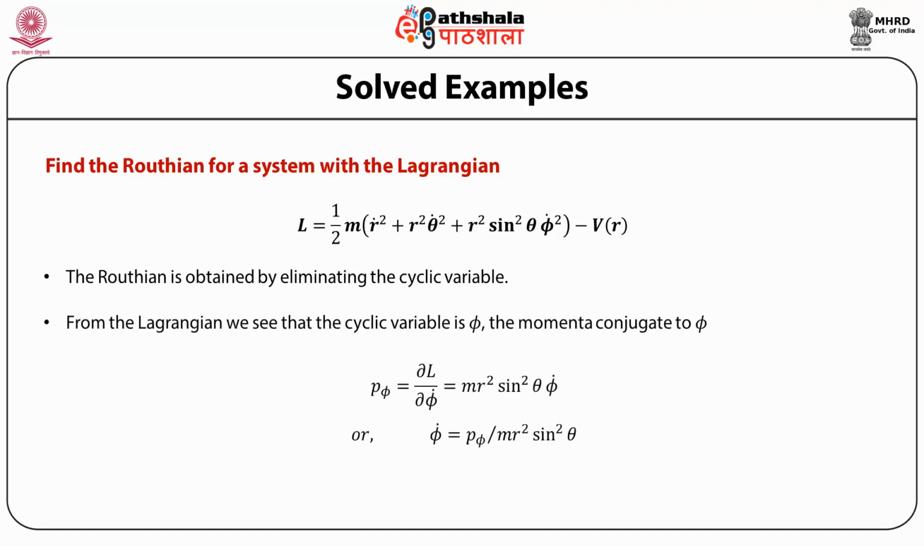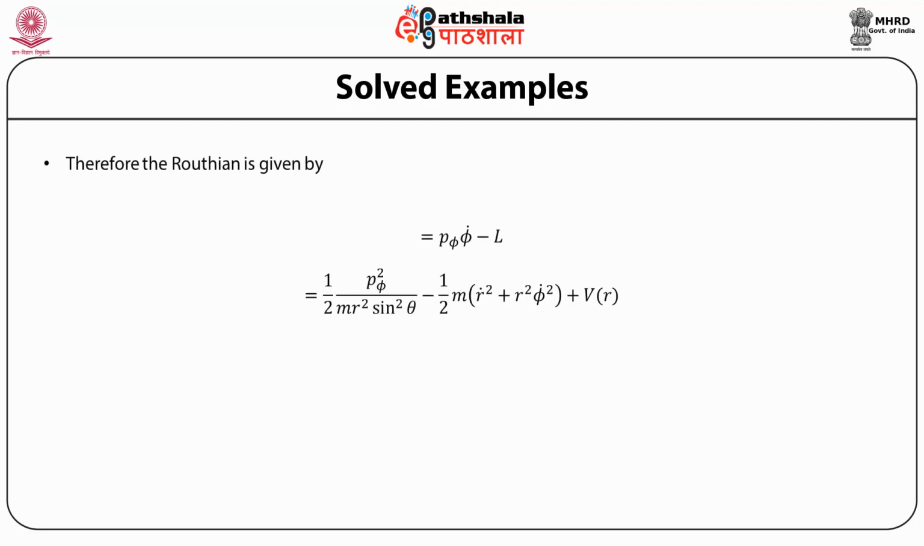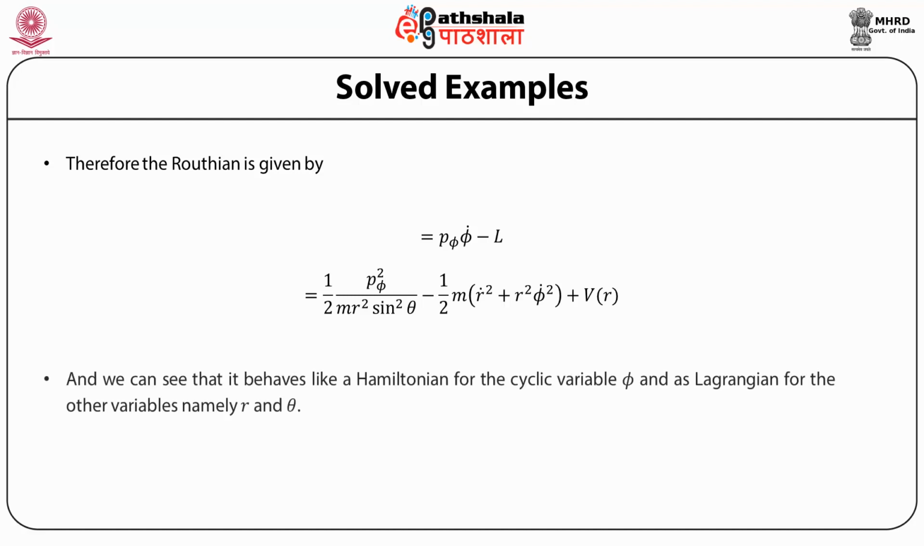From the Lagrangian, we have p phi is equal to dL by d phi dot, that is the momentum conjugate to the cyclic variable phi, is m r square sin square theta phi dot. We have phi dot in terms of p phi by m r square sin square theta. Therefore, the Routhian is given by p phi phi dot minus L. So substituting for phi dot from there, the Routhian is 1 by 2 p phi square by m r square sin square theta minus half m r dot square plus r square theta dot square plus V of r. So it behaves like a Hamiltonian for the cyclic variable phi and as a Lagrangian for the other variables r and theta.